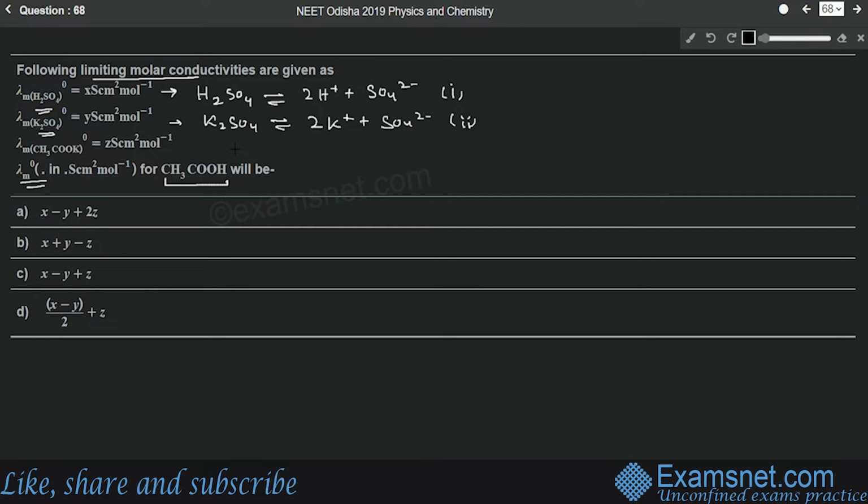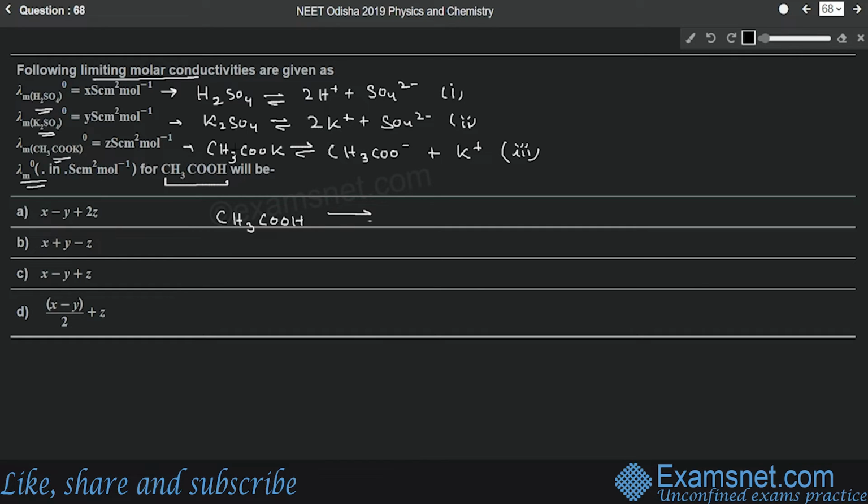Similarly, in the third one we have to dissociate potassium acetate. So let's write down CH3COOK. On dissociation it will give what ions? Acetate ion, CH3COO minus plus potassium ion, and this will be our equation number 3. Now we have to find the limiting molar conductivity for acetic acid. So similarly we'll write the chemical reaction for the dissociation of acetic acid as well.